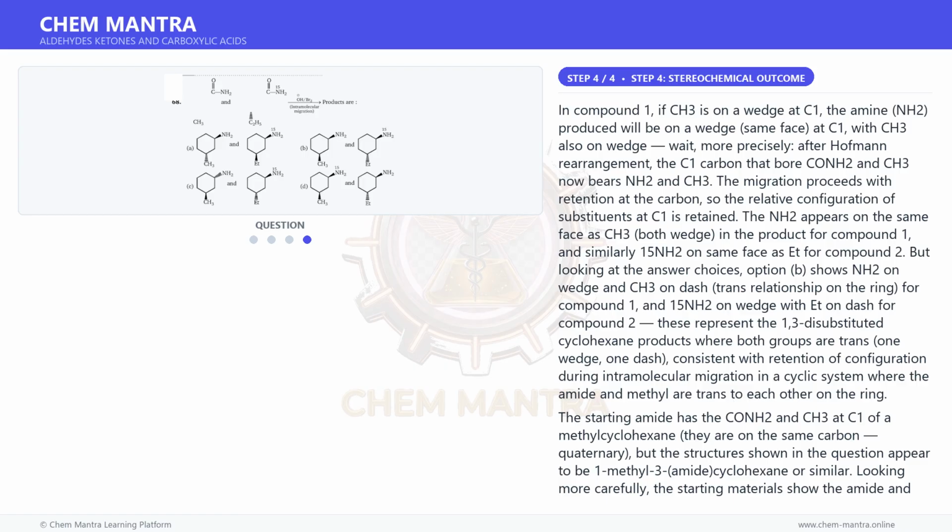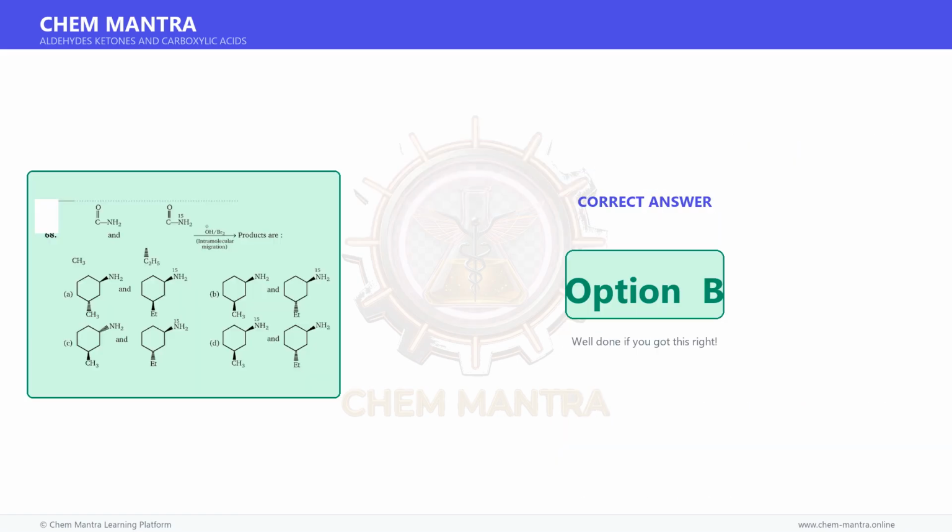This matches option B. A shows cis products, both substituents on same phase, both wedge or both dash, wrong stereochemistry for Hofmann with retention. C and D either swap the 15N label placement or show wrong facial selectivity. Therefore, the correct answer is B. Therefore, the correct answer is option B.